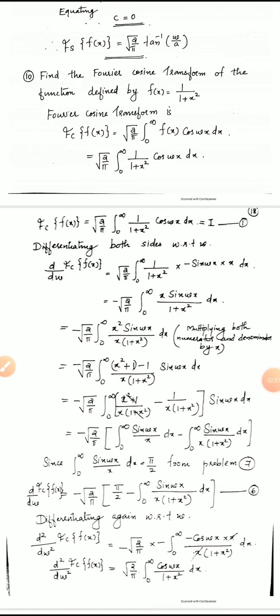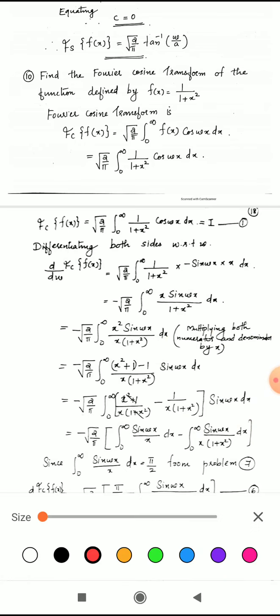Next problem. Find the Fourier cosine transform of the function defined by f of x is equal to 1 by 1 plus x square. First write the equation of Fourier cosine transform. Fc of f of x is equal to root of 2 by pi integral 0 to infinity f of x cos omega x dx. Substitute the value of f of x. Then Fc of f of x equal to root of 2 by pi integral 0 to infinity 1 by 1 plus x square cos omega x dx. Call this equation 1.